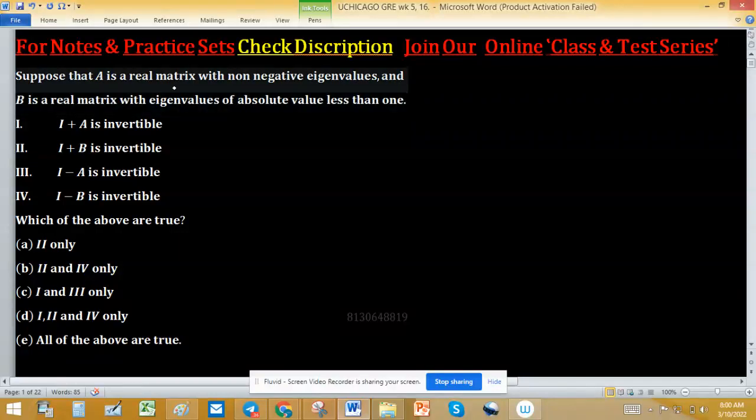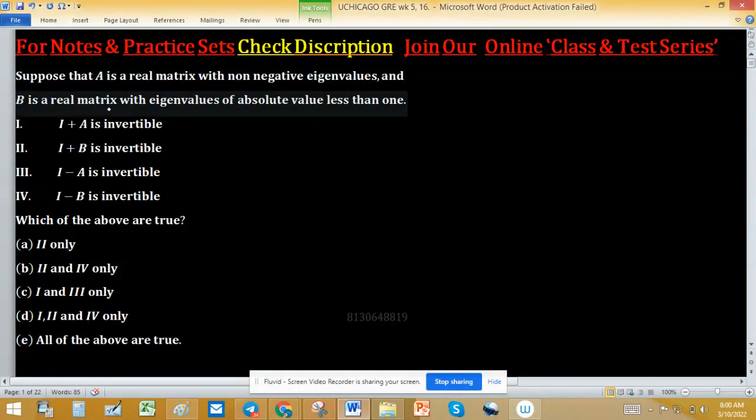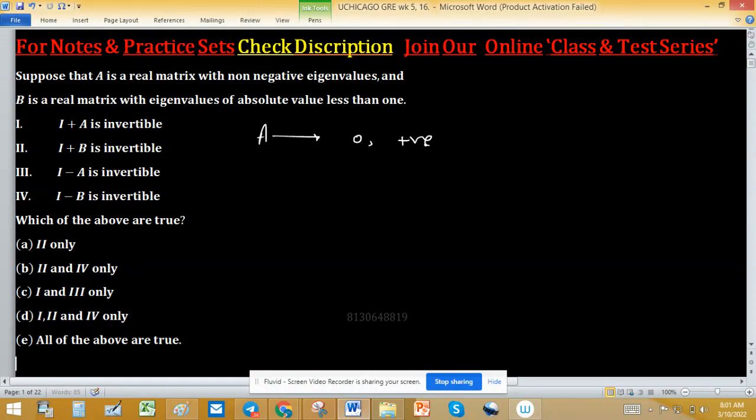Suppose A is a real matrix with non-negative eigenvalues and B is a real matrix with eigenvalues of absolute value less than 1. It means what is said? A is a real matrix and the eigenvalues of this matrix are non-negative. It means 0 and positive eigenvalues are possible, and for the eigenvalues of B, the absolute value is less than 1.